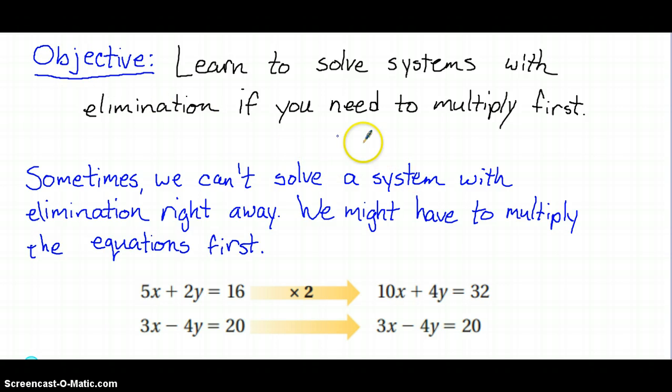Alright, so today's objective, we're going to learn to solve systems with elimination again, but this is going to be if you need to multiply first. Sometimes we can't solve a system with elimination right away. We might have to multiply the equations first.